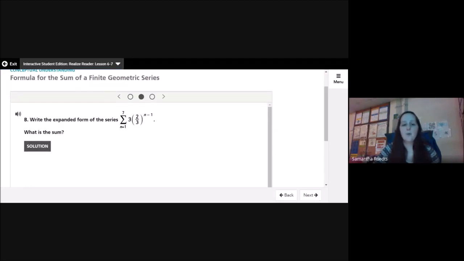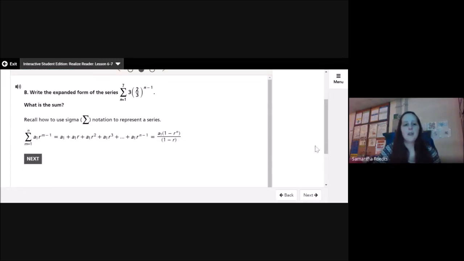So I want to write the expanded form of the series, the sum from n equals 1 to 7 of 3 times 2/3 to the n minus 1. What is the sum? Recall how to use sigma notation to represent a series. In this case, my sigma notation tells me that I'm going from 1 to an n value. So the sum of a sub 1 r to the n minus 1 equals a sub 1 plus a sub 1 r plus a sub 1 r squared plus a sub 1 r cubed all the way to a sub 1 r to the n minus 1 equals a sub 1 times 1 minus r to the nth divided by 1 minus r.